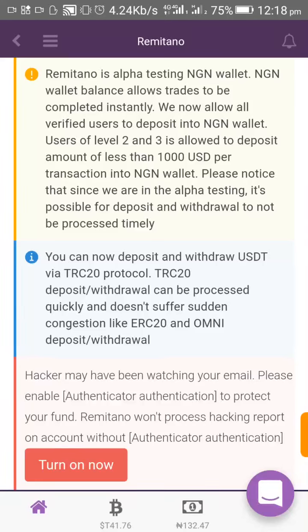Alright, so I'm going to be making a video on selling Theta to your Remitalo engine wallet, and basically the process of selling Theta to your Remitalo engine wallet.